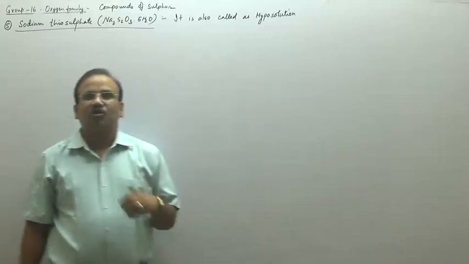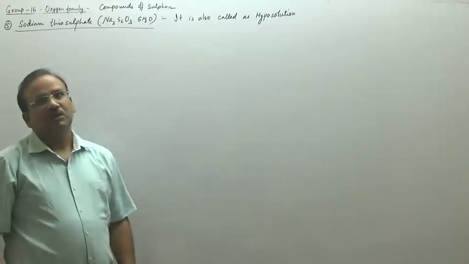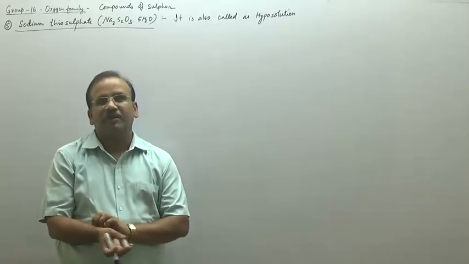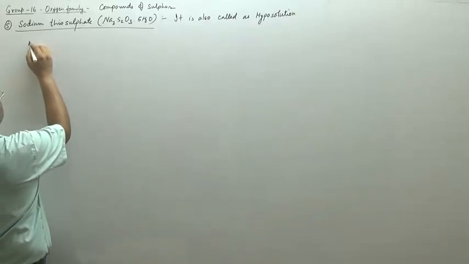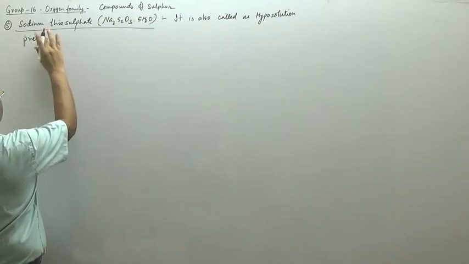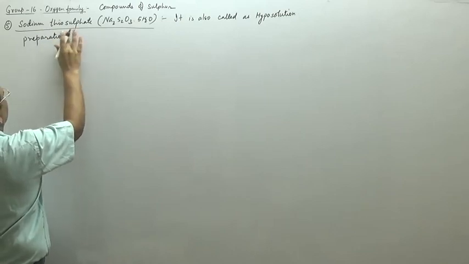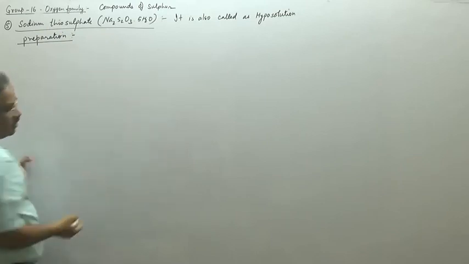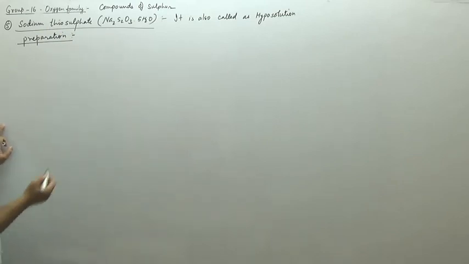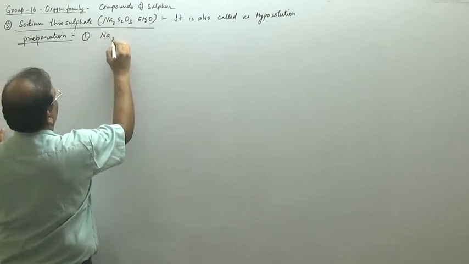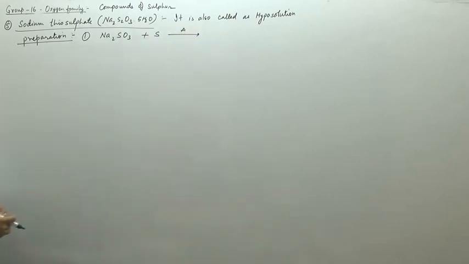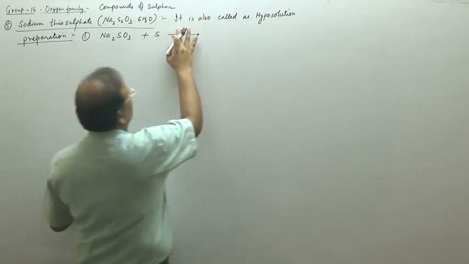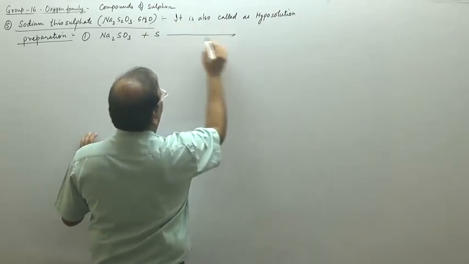Now let us check how the preparation of sodium thiosulfate takes place, how we can prepare the hypo solution. The methods of preparation for hypo solution: the first method is when sodium sulfite is treated with sulfur, that is, heated with sulfur. It should be boiled in absence of air.